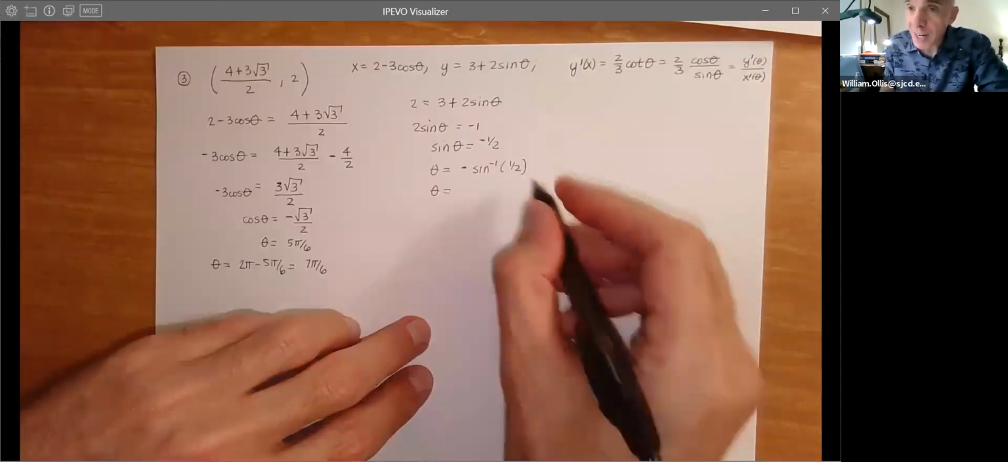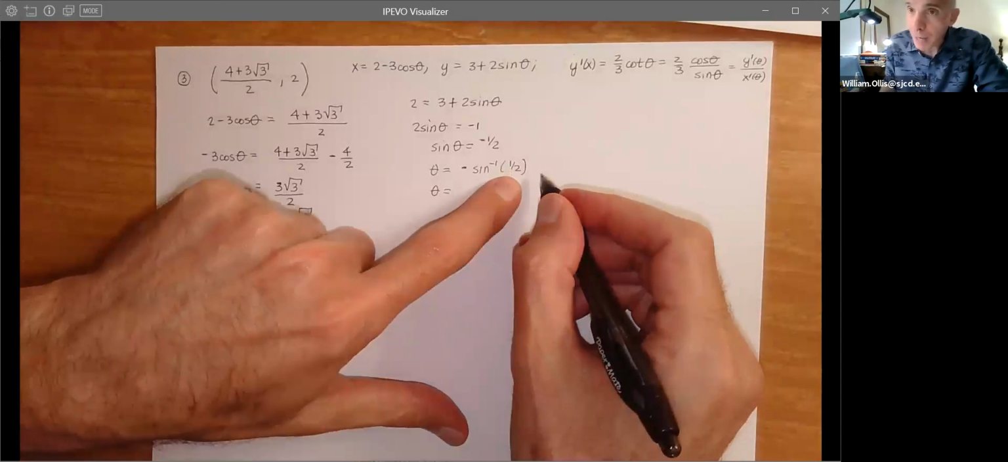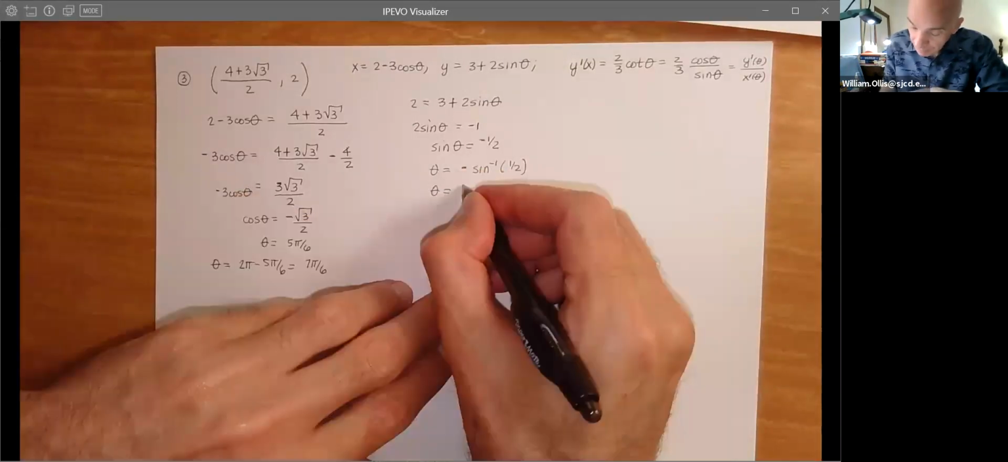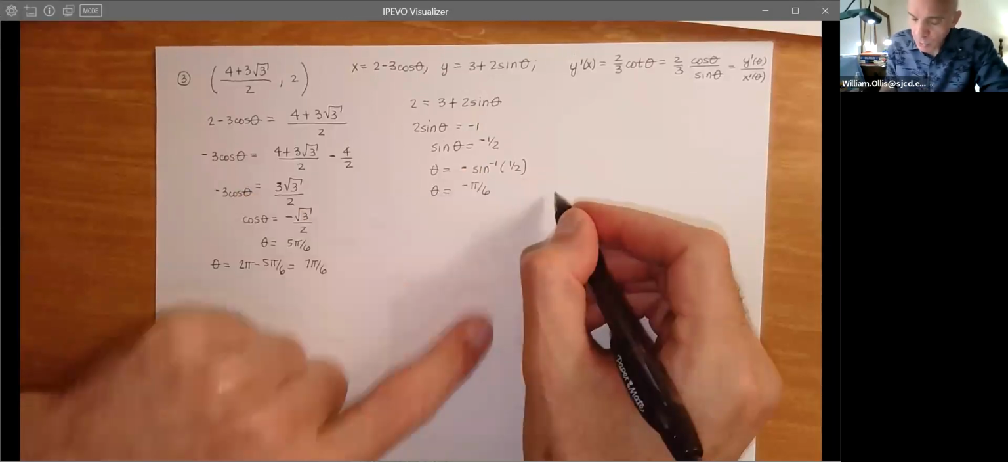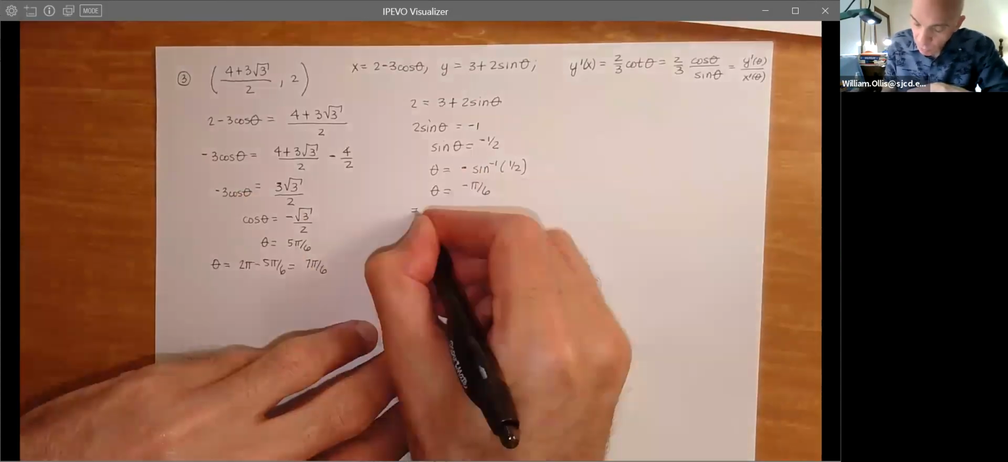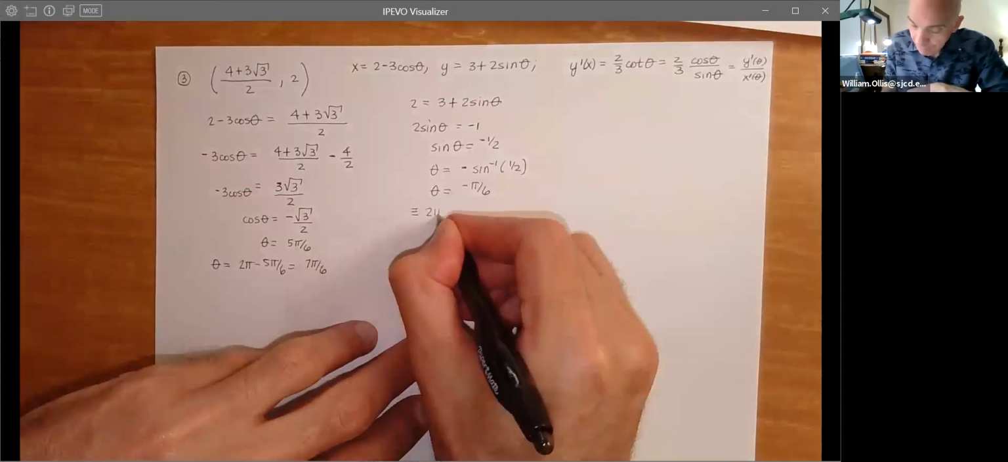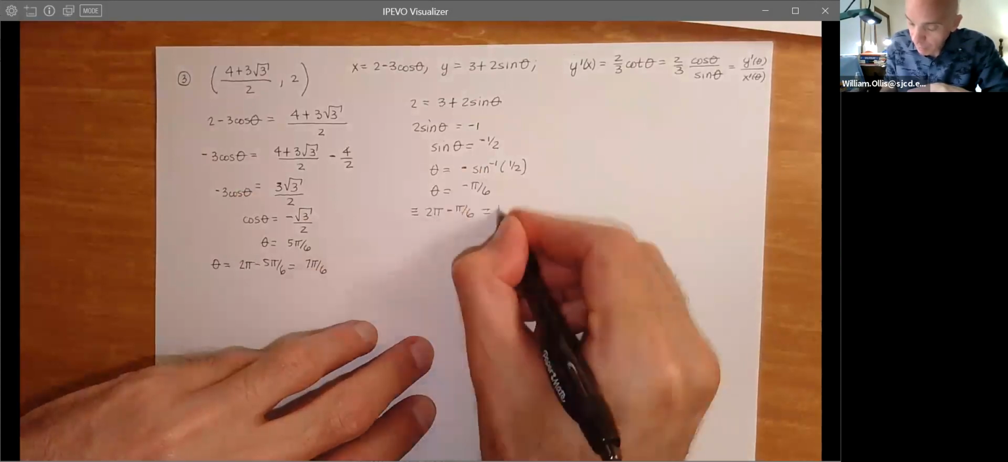So inverse sine of 1/2 will be π/6, made negative. Now we need to mod out, so to speak. So this is congruent to 2 pi minus π/6, which is 11 π/6.